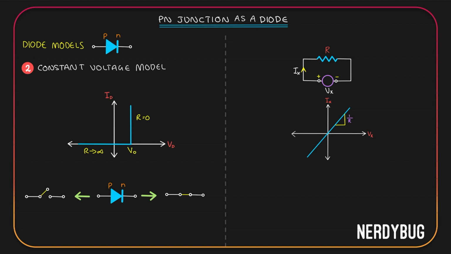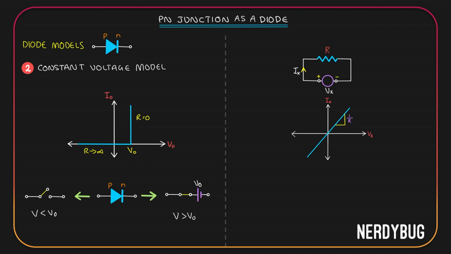Let us call it V0. V0 is the applied voltage at which the diode switches on. To acknowledge that, in the model we can also put a cell of potential V0. When the applied voltage V is less than V0, we can model the diode to be an open circuit. When the applied voltage V is greater than V0, we can model the diode as a closed circuit along with a cell of potential V0.